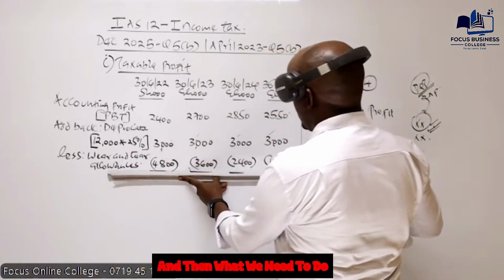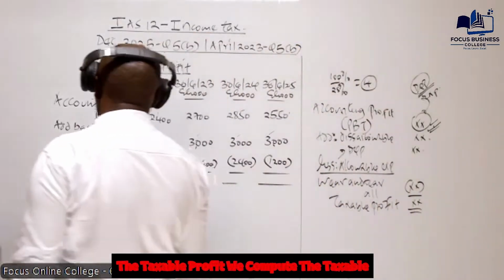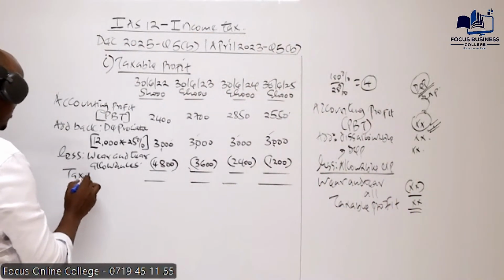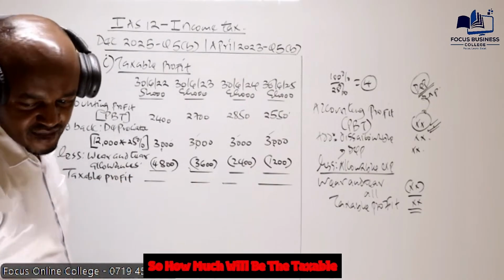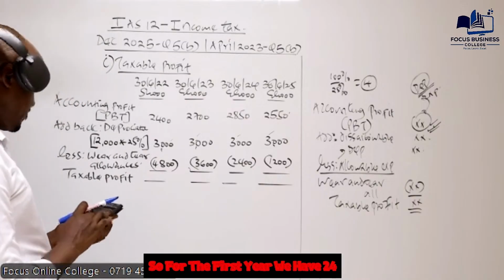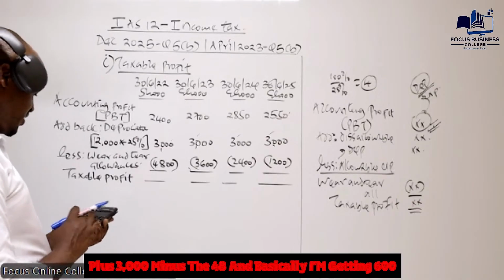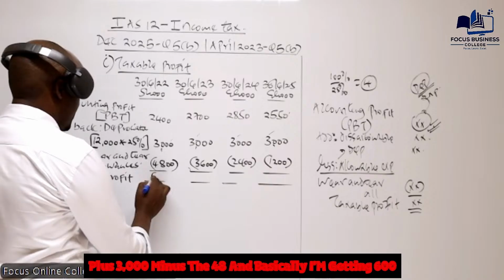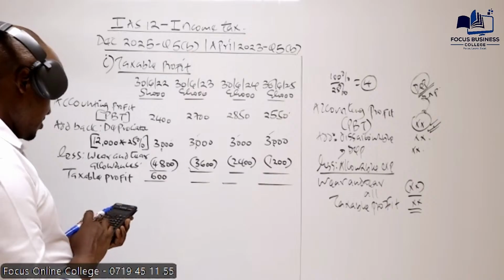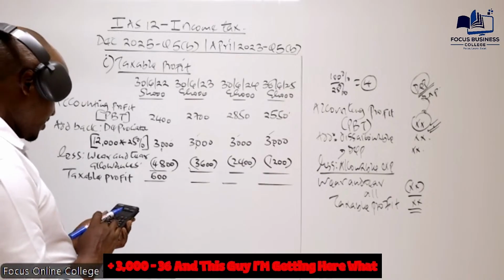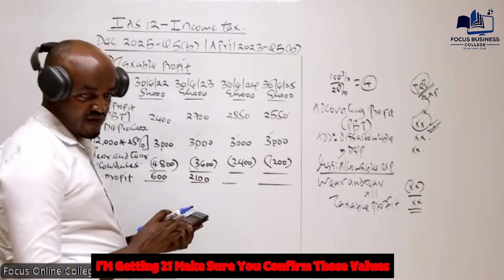Then we proceed and compute the taxable profit of this company. So how much will be the taxable profit for the first year? For the first year, we have 2,400 plus 3,000 minus the 48, and I'm getting 600. Then for the other year, we have 27 plus 3,000 minus 36, and I'm getting 21. Make sure you confirm whether those values are correct.